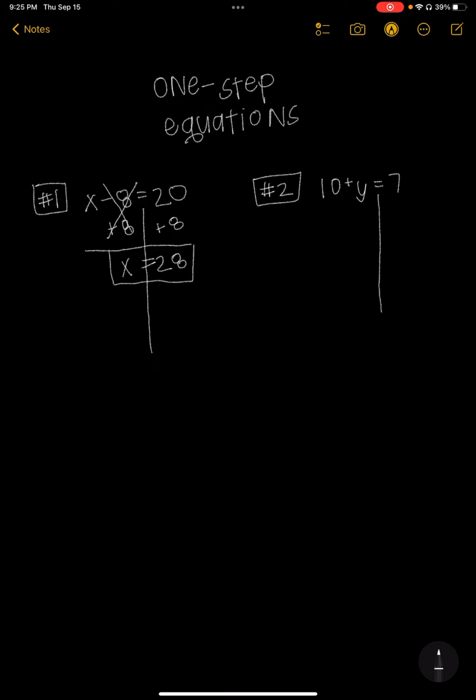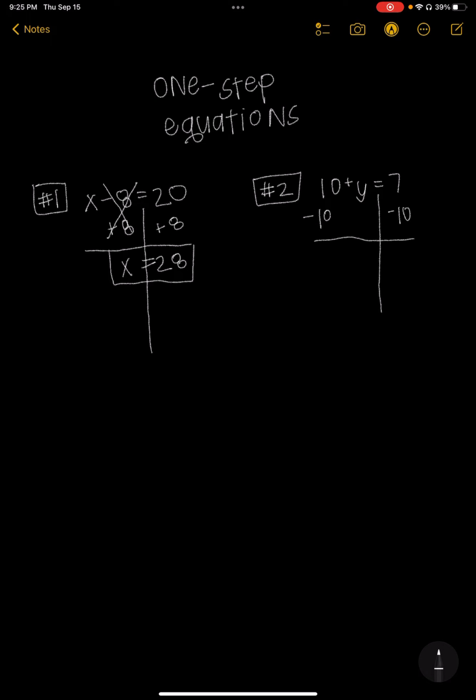Now we have to figure out what the 10 is doing to the y. So is it adding, subtracting, multiplying, or dividing? In this case, because I see this plus sign right there, it clues me into the fact that it's adding to the y. So now what we have to do to get rid of it is do the opposite. What's the opposite of adding? It's subtracting. So I'm going to subtract 10 from each side.